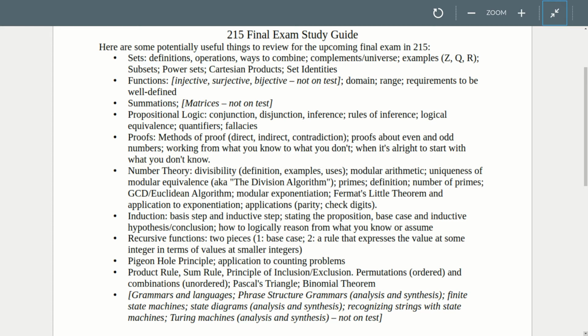We can subtract one set from another. That's the complement of a set. We have Venn diagrams, which are a visual way of representing sets and intersections and unions and so on.